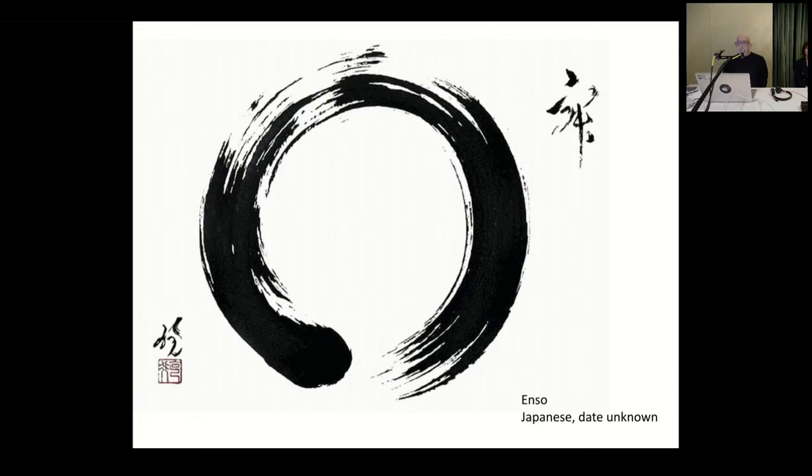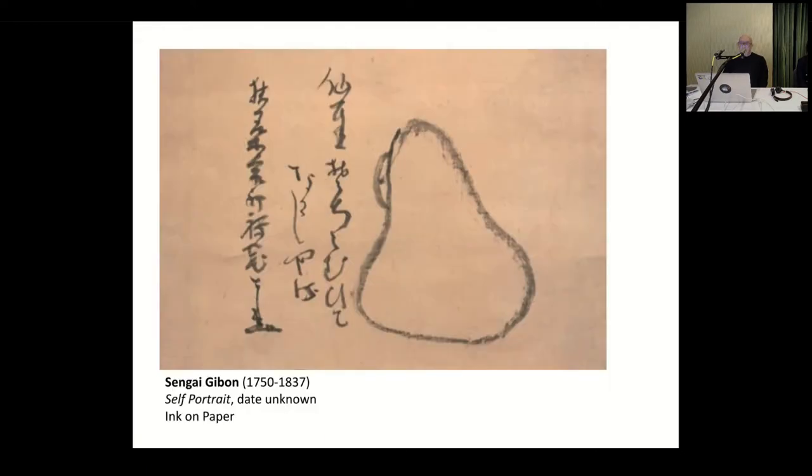The Enzo takes on many meanings: the circle of life, the void, endlessness, and a reminder of the constant struggle towards perfection, which is, of course, unattainable. The Japanese monk Sengai Gibbon, born in the middle of the 18th century, would have been taught to paint an Enzo. However, Sengai Gibbon was also quite a quirky and unusual monk, and he often painted himself looking like a rock with a moustache, or sometimes even as a frog monk.